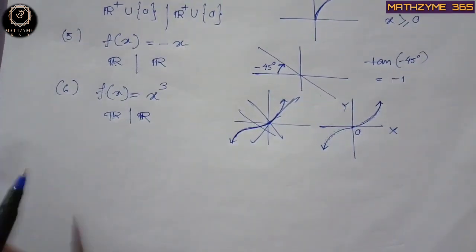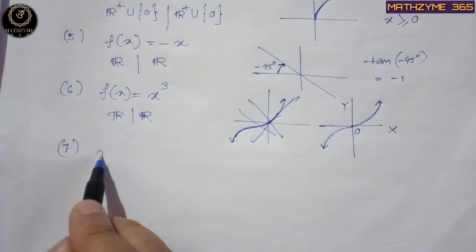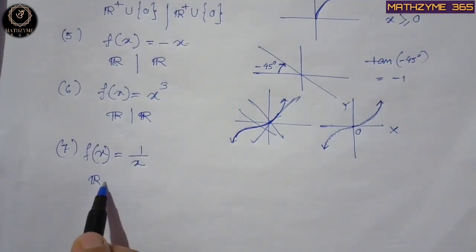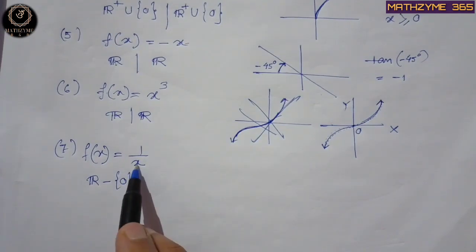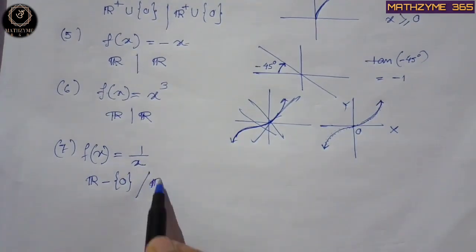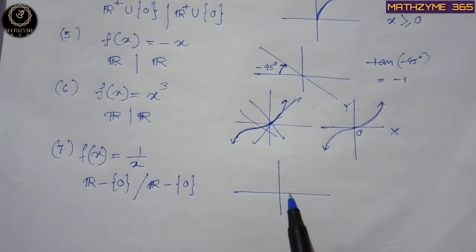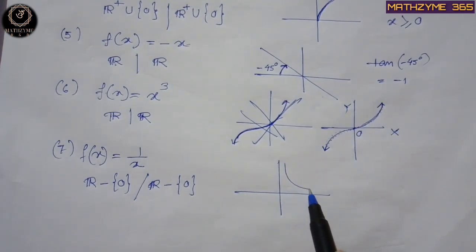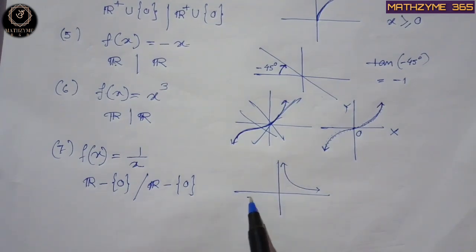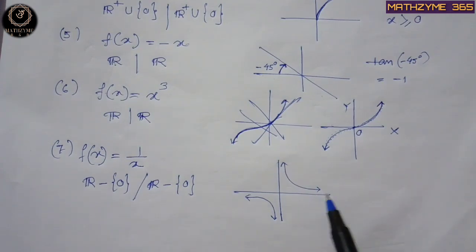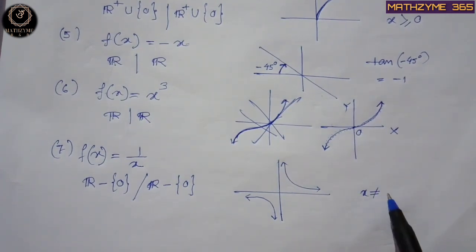Next, our next graph is of the reciprocal function f(x) = 1 by x. Here the domain is all real numbers except 0. Why? Because the denominator must not equal 0. Okay, and the range is also the same as the domain. And the graph here is just like this type and also this type. Okay, the curve represents a hyperbola. This curve together is called a hyperbola. You must note that here x is not equal to 0 and y is also not equal to 0.